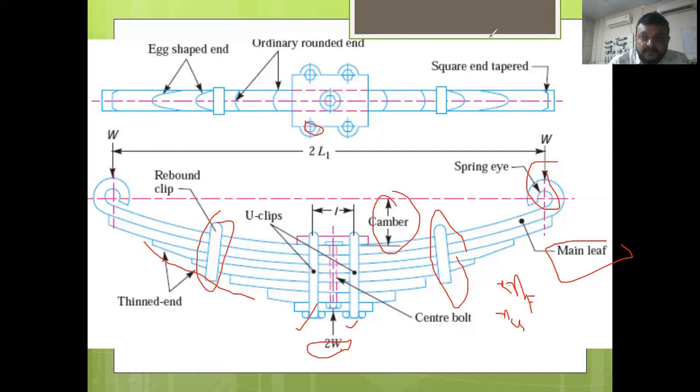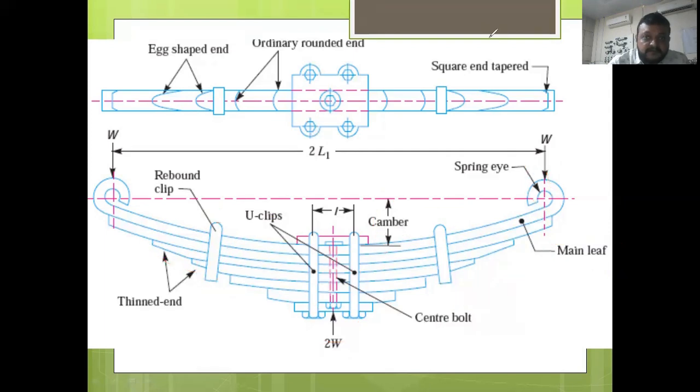Okay. So this is about the end, clearly visible at the end of the leaves, different kinds of leaves.